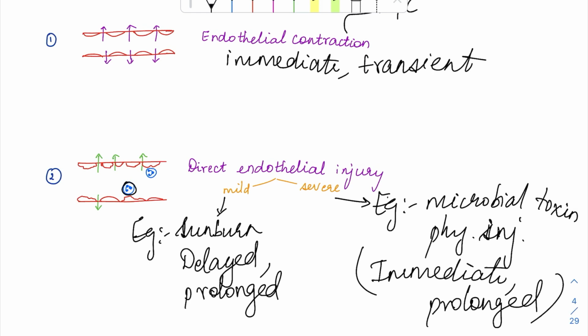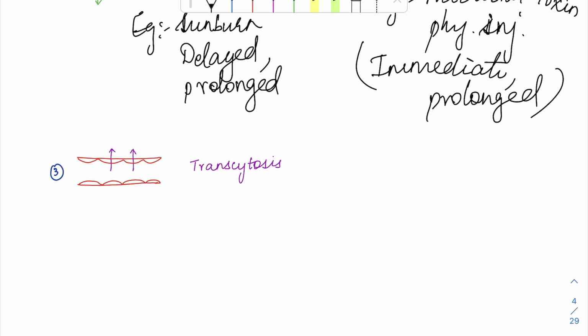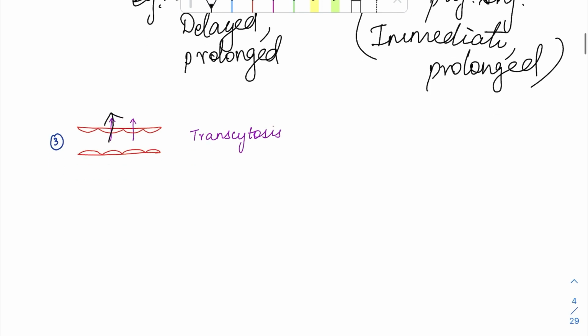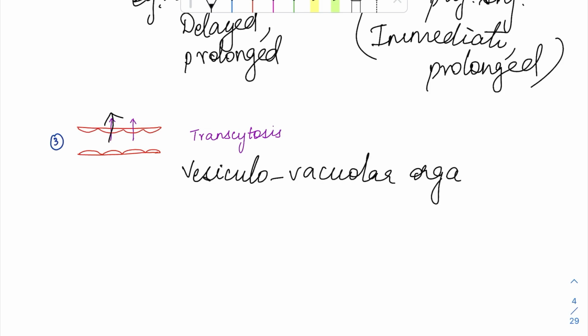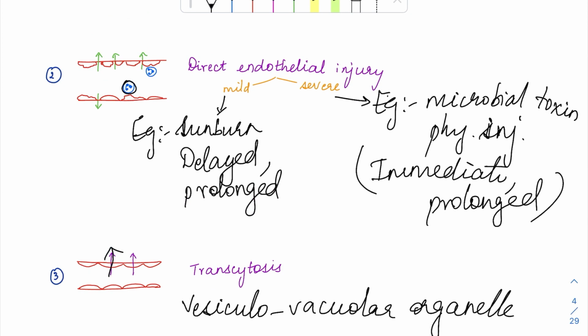So this is the neutrophil which is going to cause some amount of injury to the endothelium as well. Then the third mechanism is called transcytosis. Transcytosis is just through the cell without damaging the endothelium. The cell has to pass through. So that is called transcytosis, and this is going to happen via an organelle called the vesiculovascular organelle. So the vesiculovascular organelle is responsible for the transcytosis mechanism of increased vascular permeability.